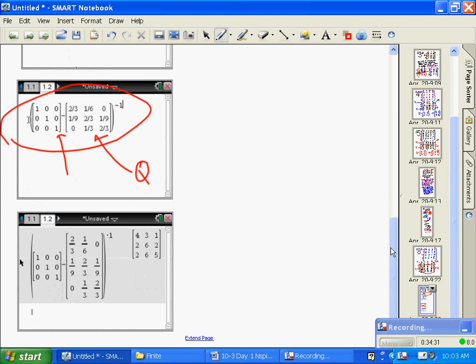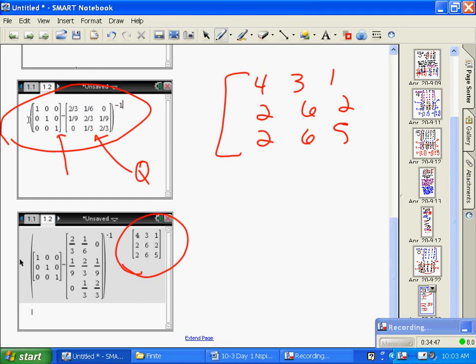Okay? All right, the final answer that I got was right there. 431, 262, 262. There's my final answer. Got it? Now, look back in your original matrix. These are the non-absorbing states. I always write these down. 1, 2, 4, 1, 2, 4.